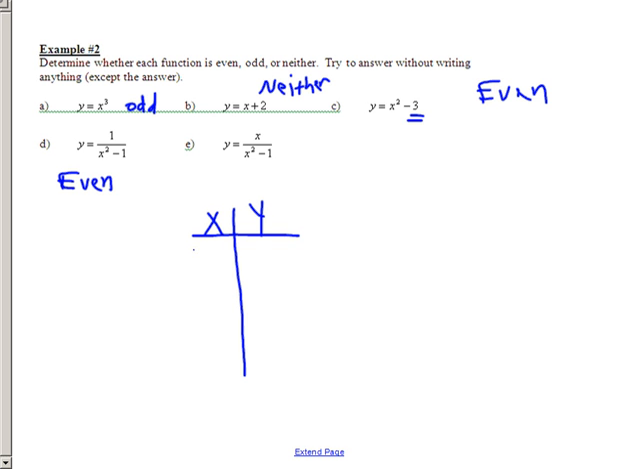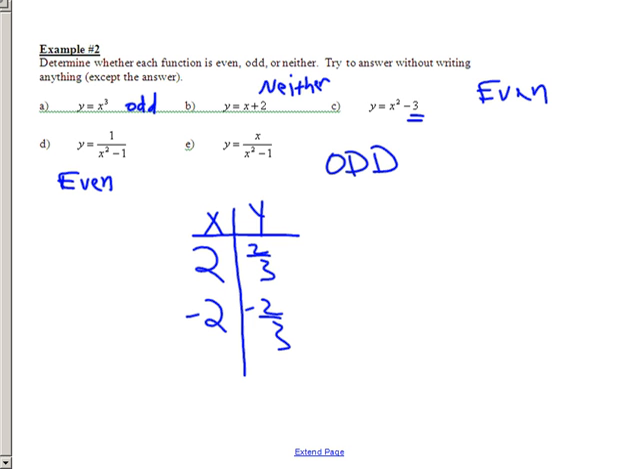If you plug in 2, you're going to get out 2/3. And if you plug in -2, you're going to get out -2/3. Opposite signs produce opposite results. If opposite signs produce opposite results, it's odd. All of the odds go together, and it's symmetric about the origin. So it happens to be odd.